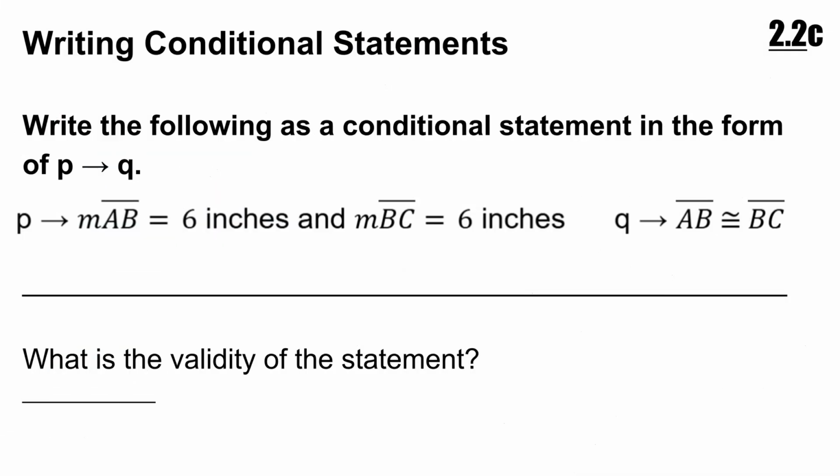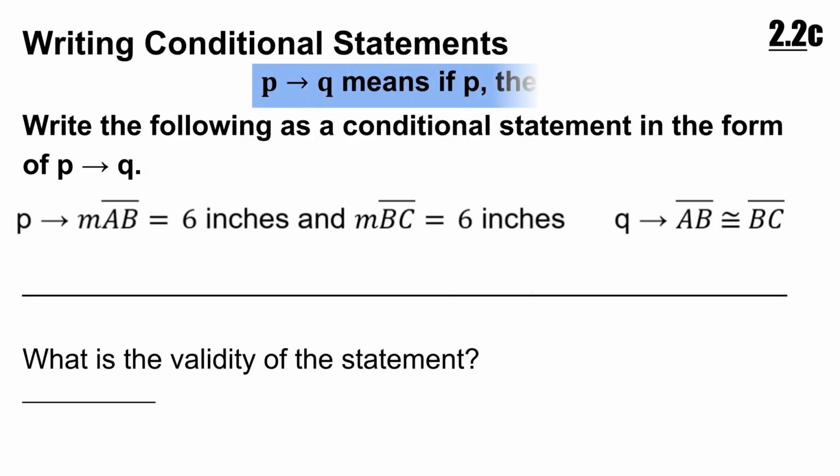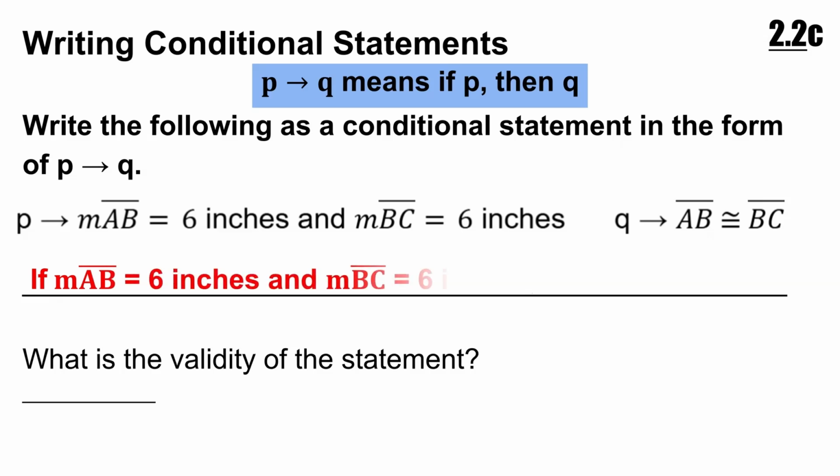This problem asks to write a conditional statement and to determine its validity. The symbols P arrow Q mean if P then Q. The conditional statement will be, if the measure of segment AB equals 6 inches and the measure of segment BC equals 6 inches, then segment AB is congruent to BC. Since both segments are 6 inches, they are congruent, so the statement is true.